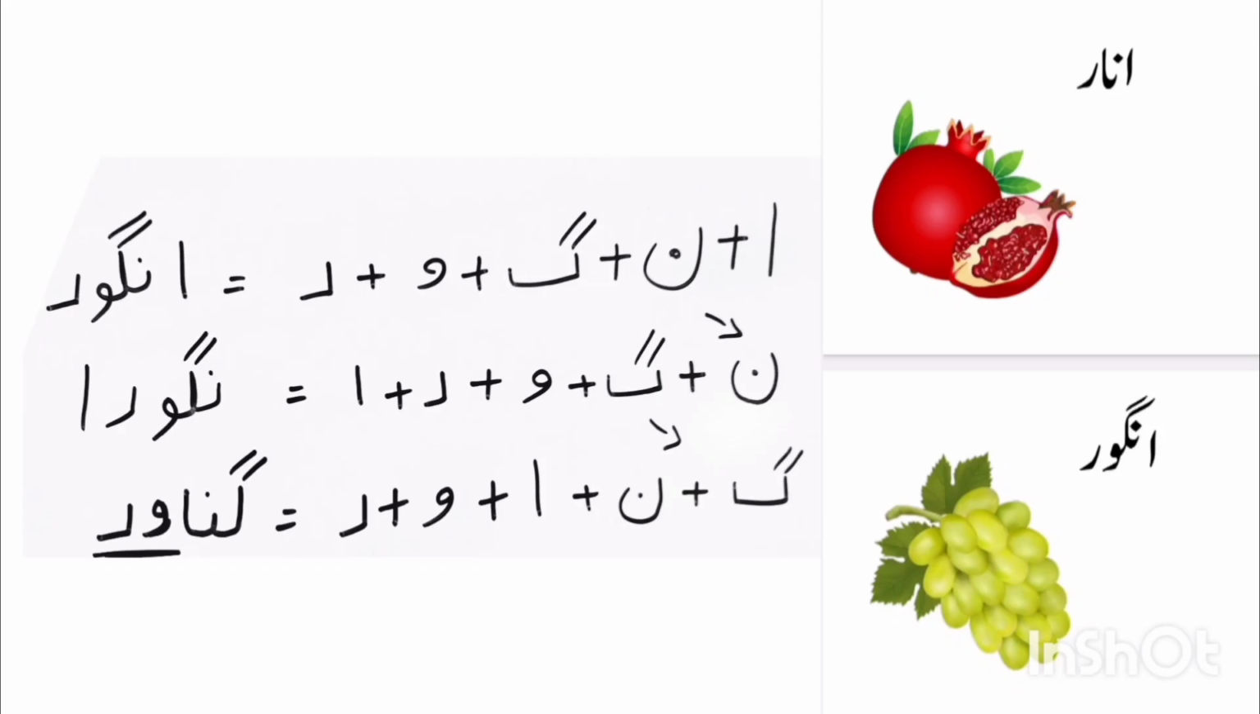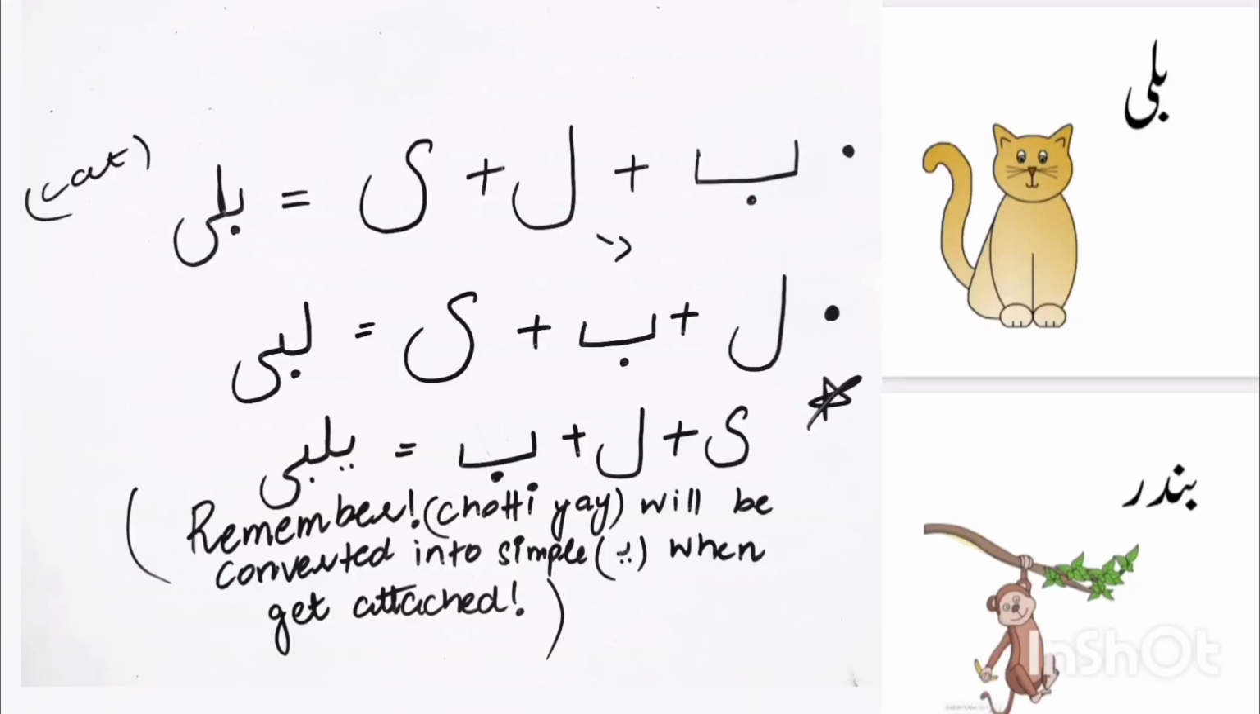Okay, so let's jump to another example, which is bay. With bay, you can see the cat here, and the cat is known as Billy in Urdu. The bay gives the B sound, as you all know. So you can see how we make Billy. It's bay plus lam plus choti ye: bay lam bil, and choti ye makes the E sound, as I told you in the previous lesson. So it becomes Billy.